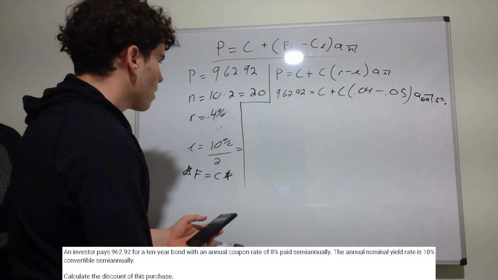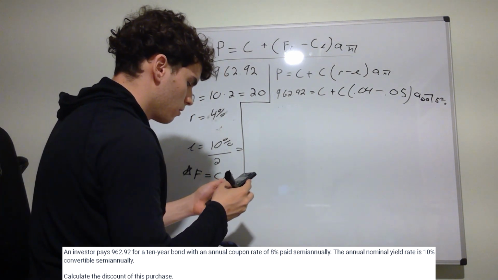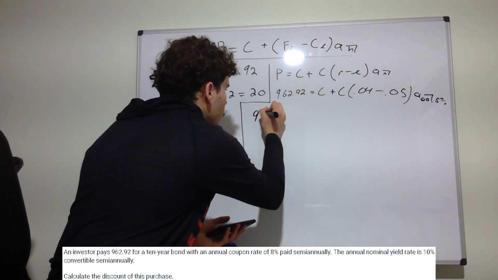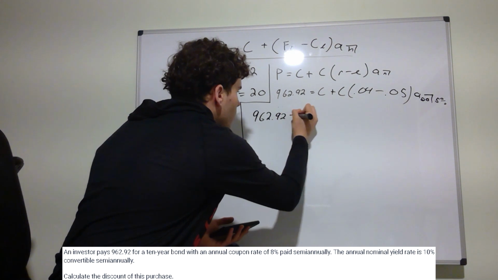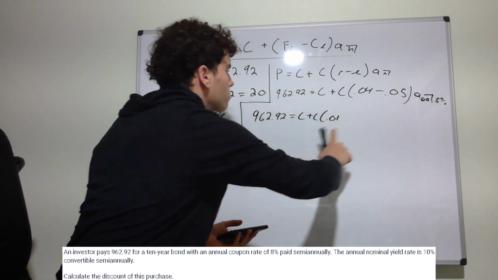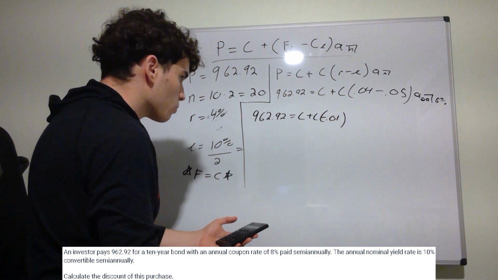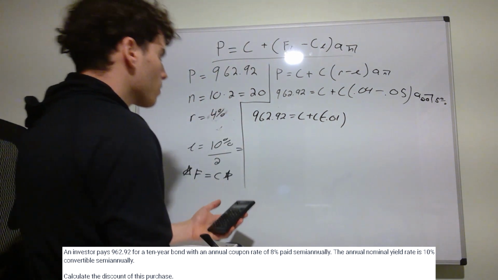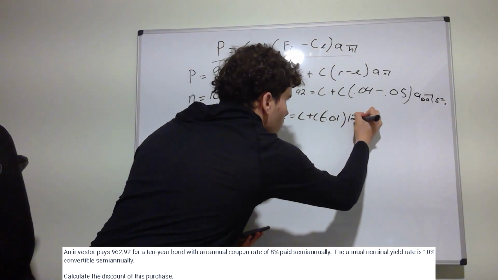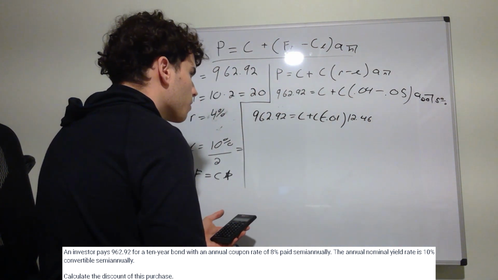Alright, cool. And I still have the value here. So we have the present value. Okay, we're good. So we have 962.92 equals C plus C times 0.01, because that minus that is negative 0.01. Gotta remember that. That's where I get in trouble. And we're going to take the positive value from our TVM, which is our 12.46. And then, yeah, we have one unknown.